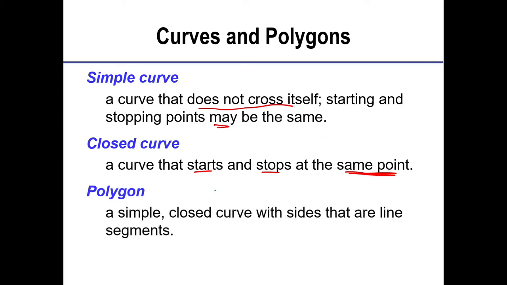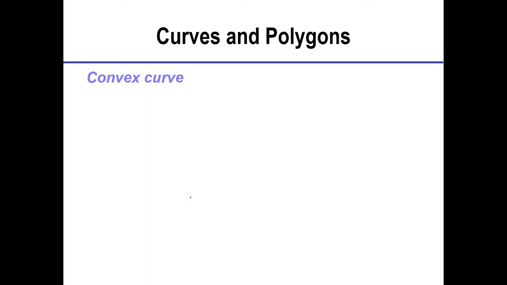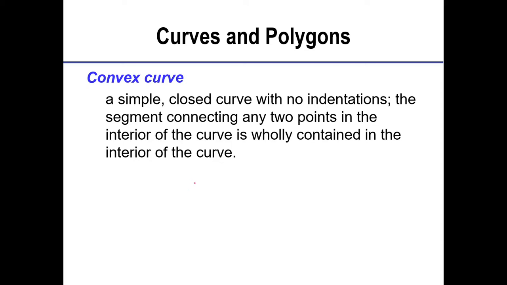A polygon is a simple closed curve with sides that are line segments. A convex curve is a simple closed curve with no indentations. The segment connecting any 2 points in the interior of the curve is wholly contained in the interior of the curve.